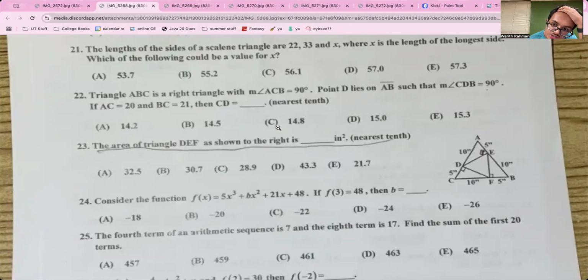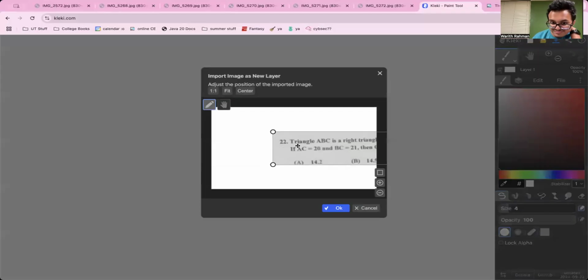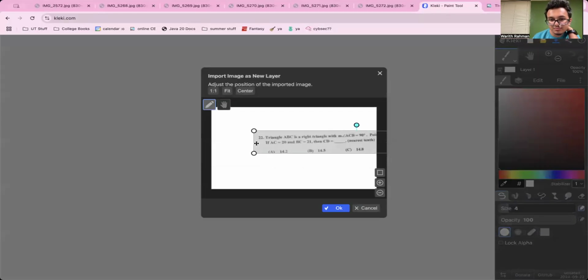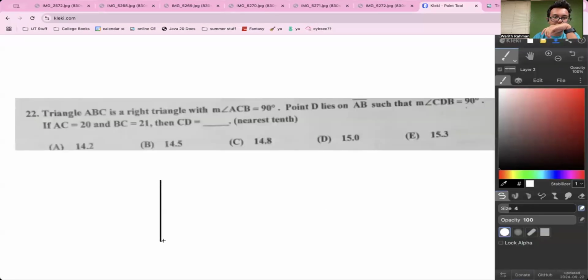Triangle ABC is the right triangle there. Like so many of these problems, let's just draw this out. That's right, ACB is 90. And remember, these never have to be to scale, just something that you can understand.